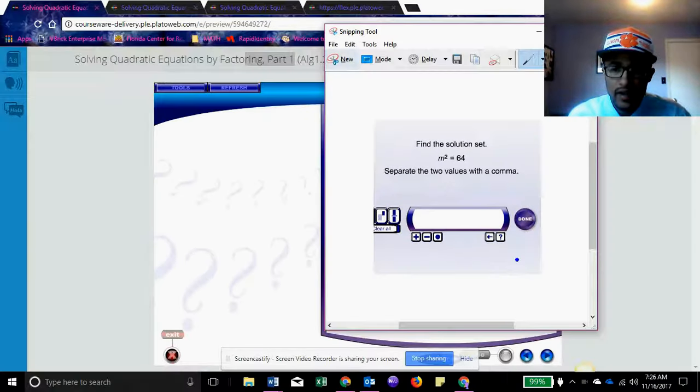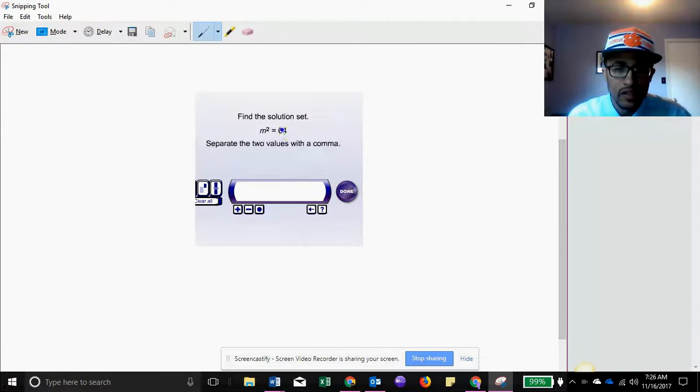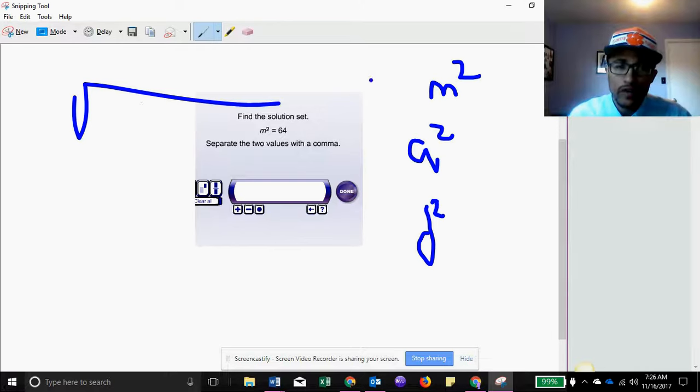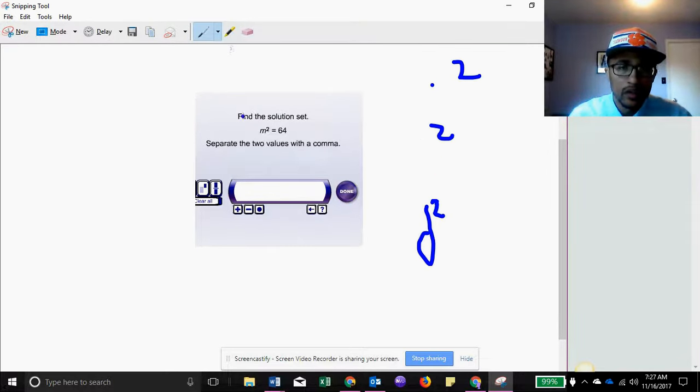Notice that it says find the solution set, separate the two values with a comma. Remember that when you see m squared or a squared or d squared, or any variable squared, the opposite of a square is a square root, and a square root cancels out a square. So if I'm looking at m squared equals 64, to get rid of this square, we have to square root that. But I'm also going to square root 64. If you don't know what the square root of 64 is, remember that a square root means what number times the same number gives you 64.